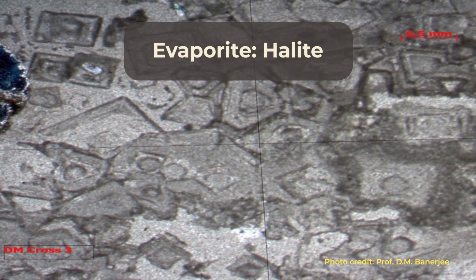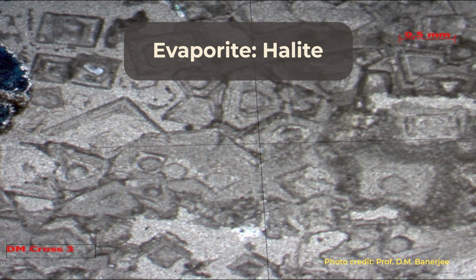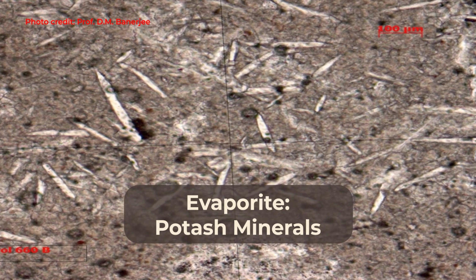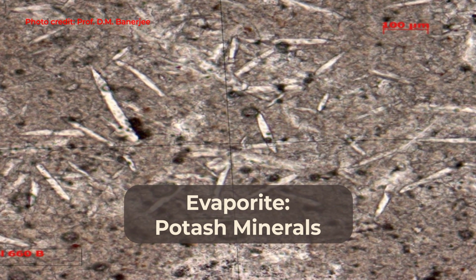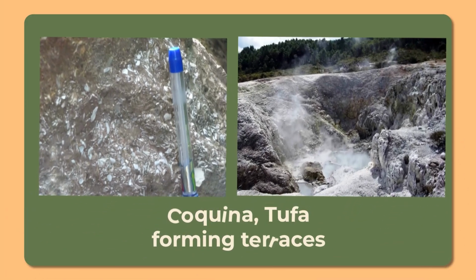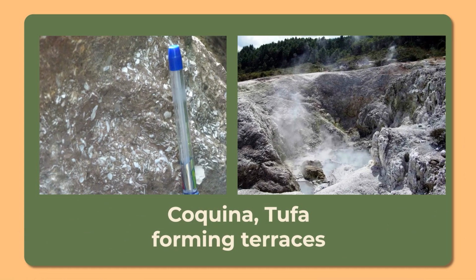Halite, you can see the specific pattern. So this is a typical evaporite. Another evaporite mineral, potash minerals, they are all distributed like this in halite. It's a thin section. Coquina and tufa: you can see coquina on the left side, and tufa forming on the river, on the terraces.